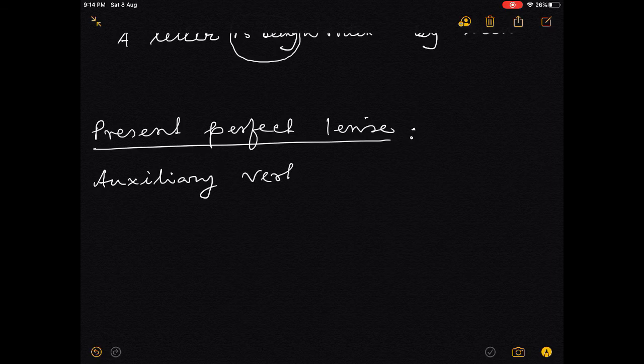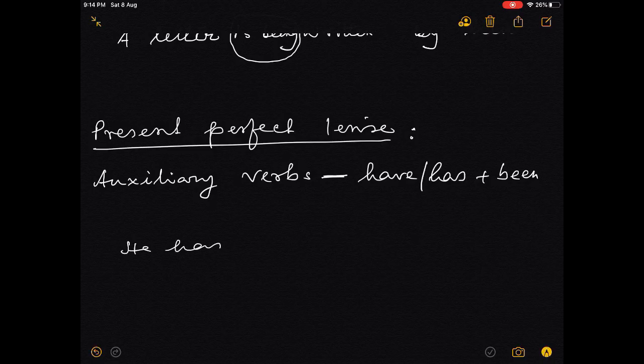Auxiliary verbs will be have or has plus been. Had or has plus been. Take the same example in this form.